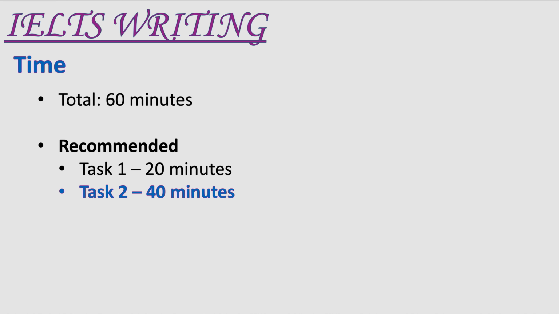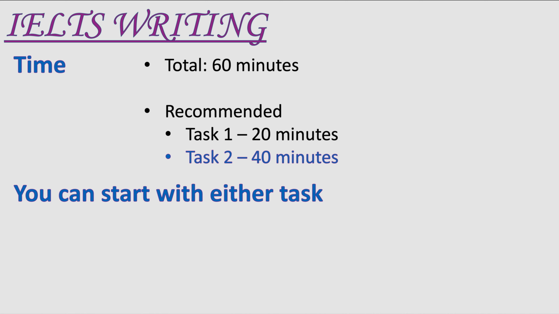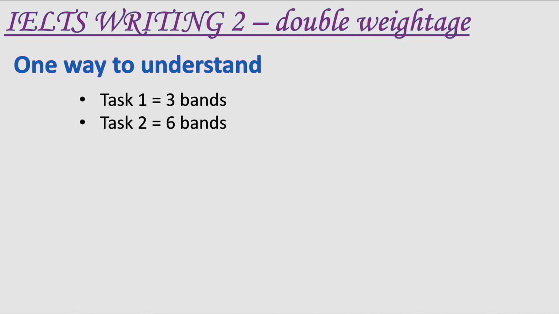You have 60 minutes for the full writing test. It's recommended to spend about 40 minutes on task 2 and 20 minutes on task 1, but you are free to divide the time your own way. You can start with either task. Writing task 2 is more important than task 1. It has double the weight.